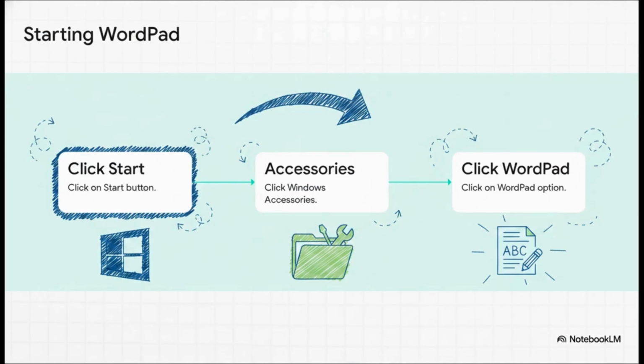And getting there is incredibly simple. It literally just takes 3 deliberate clicks from your desktop. First up, you click the Start button to open your main Start menu. Second, you navigate over to and click on the Windows Accessories folder to open up its submenu. And third, you just click the WordPad option. Just like that, boom, your new document window springs open, totally ready for your ideas.